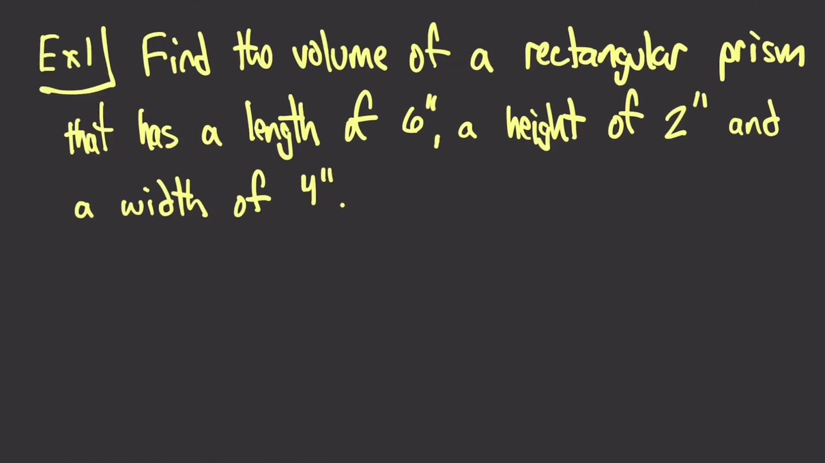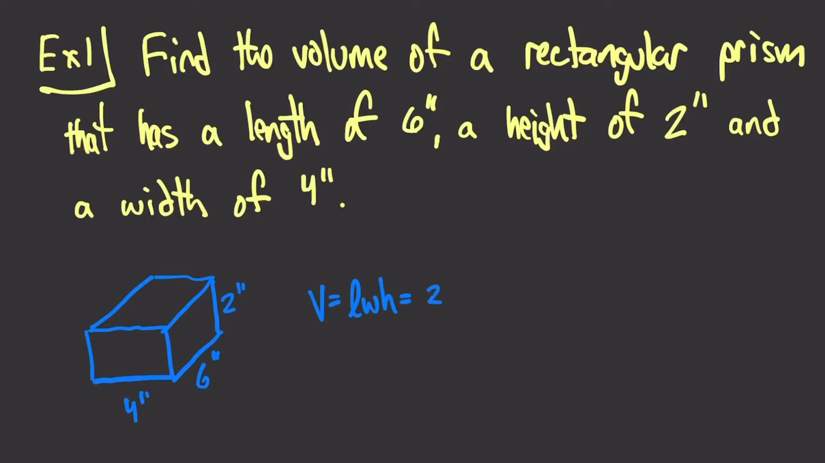Example 1, find the volume of a rectangular prism that has a length of 6 inches, a height of 2 inches, and a width of 4 inches. Now, you guys might not choose to draw these out, but you know I'm a visual person, so I kind of like to make a diagram of the shape. Rectangular prism is like a box, and it doesn't really matter where you put these dimensions. The length is 6 inches, height is 2 inches, width is 4 inches. And to find the volume, we're simply going to take length times width times height. So that's going to be 2 times 6 times 4, and that ends up being 48, and we talked about the units, cubic inches.